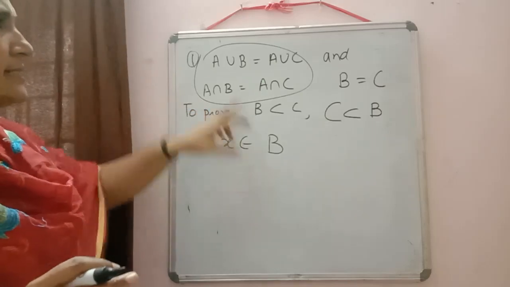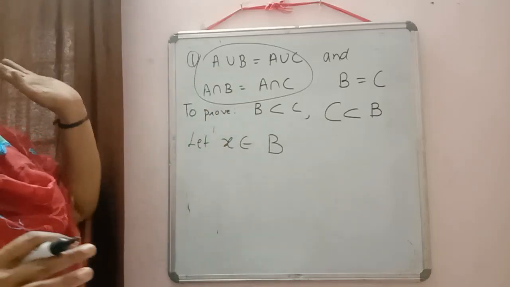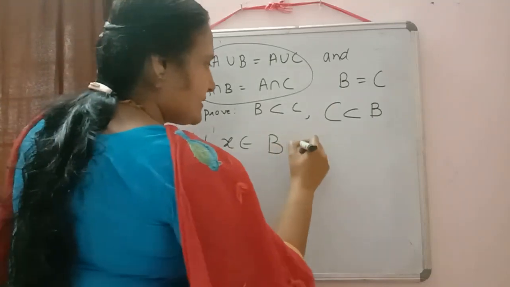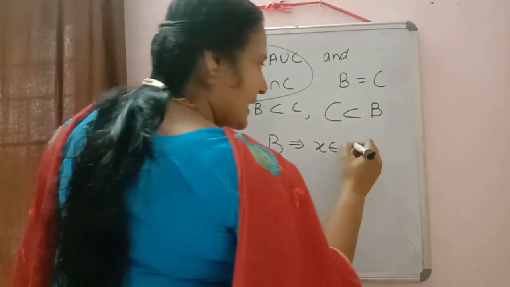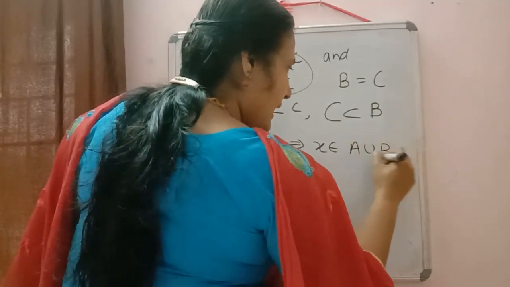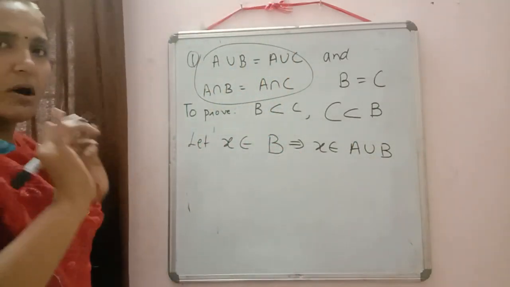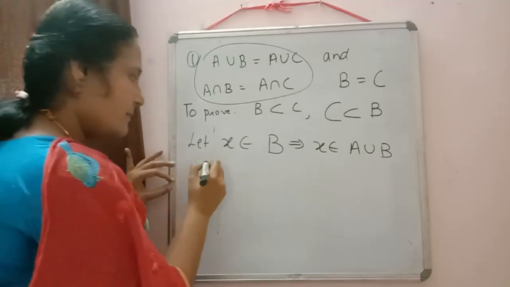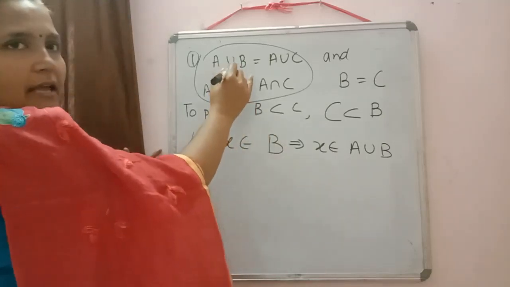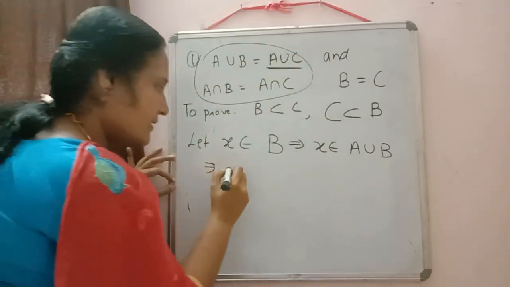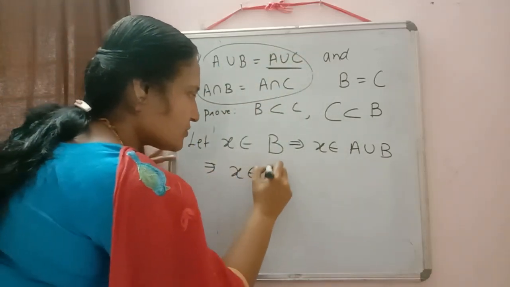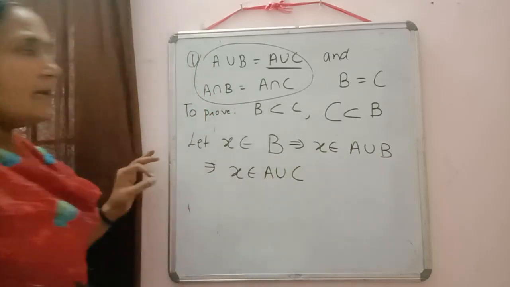Yes, confirm we can say it will belong to A union B. So next step, what can we write? If X belongs to B, then we can say X belongs to A union B. This is obvious, correct? Okay. So now just use the information: A union B is equal to A union C. So we can write here X belongs to A union C.